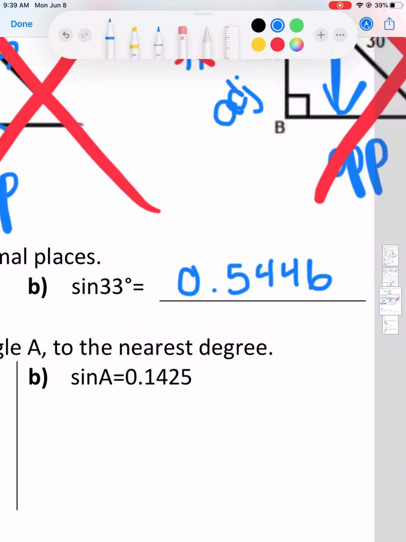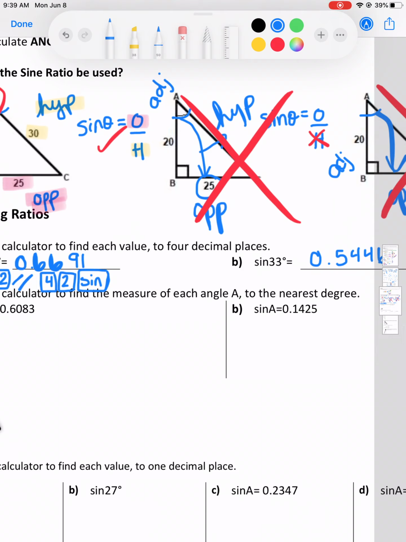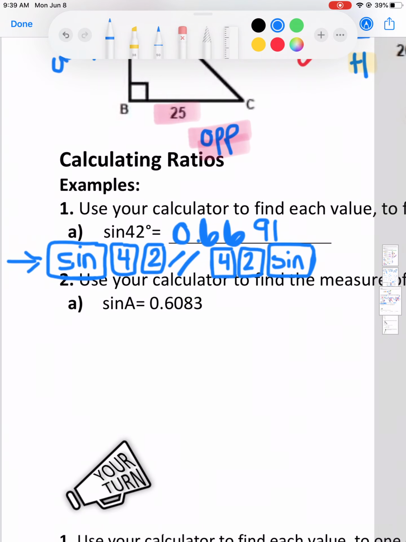So, yeah. Okay, so this one is going to be slightly different. Use your calculator to find the measure of each angle A to the nearest degree. So this one's going to look a little different, again depending on the calculator you're using. So we have sine A equals 0.6083. So essentially what we're doing is we're solving for this A here. Well, we can look at it like left side, right side.